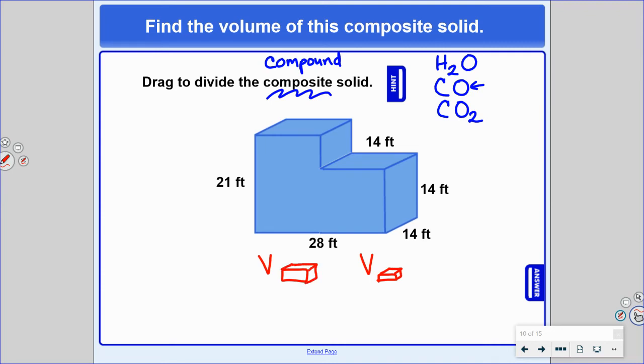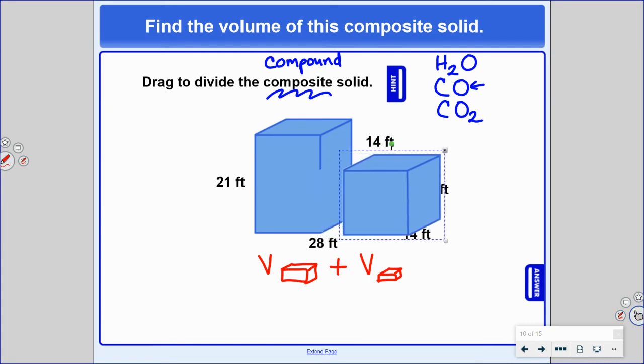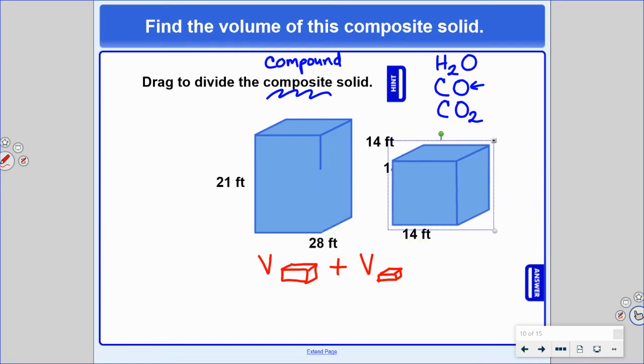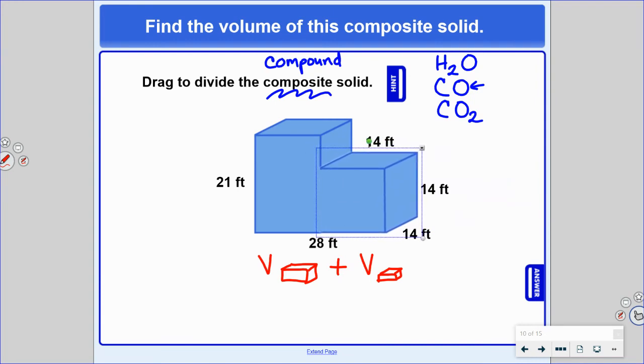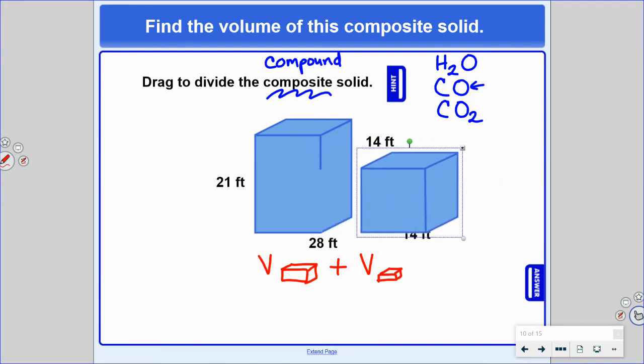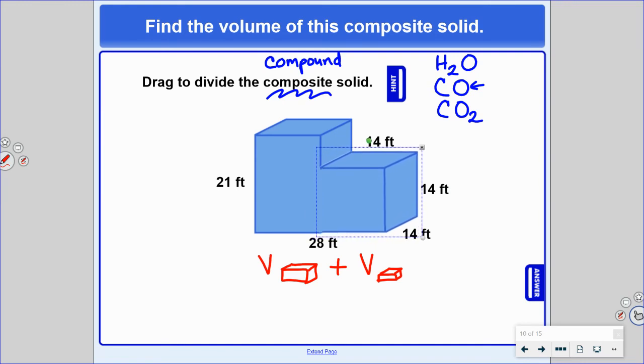And if we want the total volume, we will have to add. Now, if it helps, you can pull that figure off to the side, just kind of envision what it will look like as two different shapes. Now I'm going to draw this back in, and I'm going to notice if that's 14, then that's 14, then that's 14. If that's 14, then that's 14.